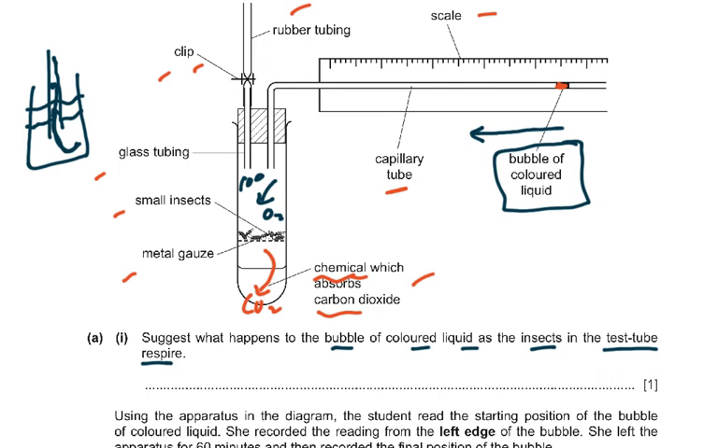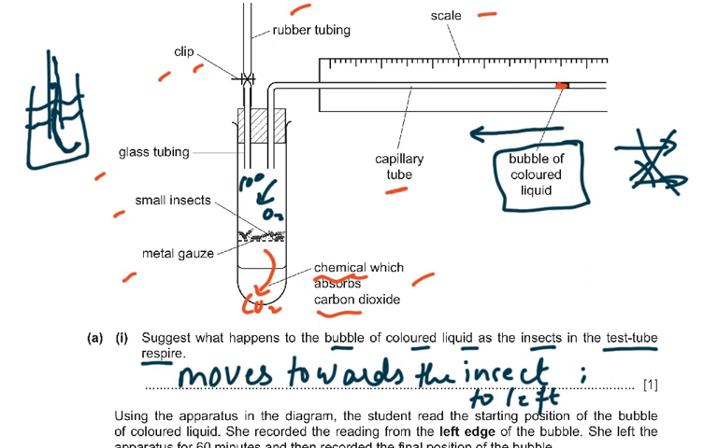But why is the suction force being created? It's a pressure difference which has caused this. So the bubble of colored liquid is going to move where? It can't move this side. No, it can't move this side. But what if something was being created here and pressure was created from this side? Then only it would move this side. So understand when it would move this side and when it would move the other side. So moves towards the insect, or you can say to the left.